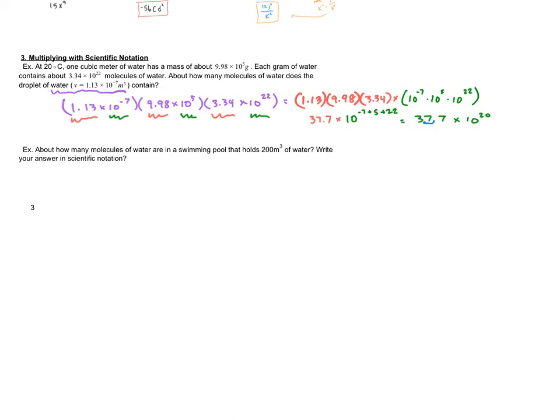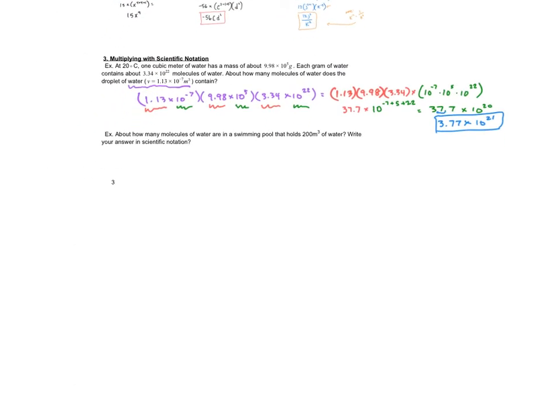So when I go to change it into scientific notation, I'm going to have 3.77 times 10 to the 21st now instead of 10 to the 20th. So there we go. That's my answer, doing some multiplication. And we're going to continue on with this next one.